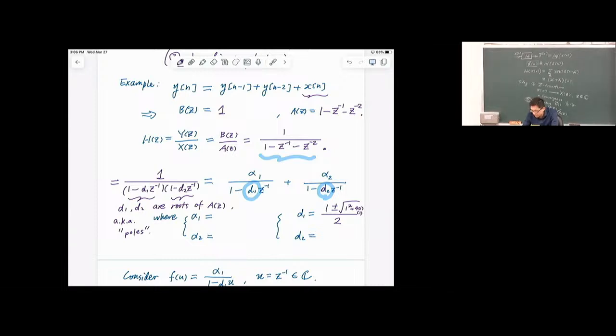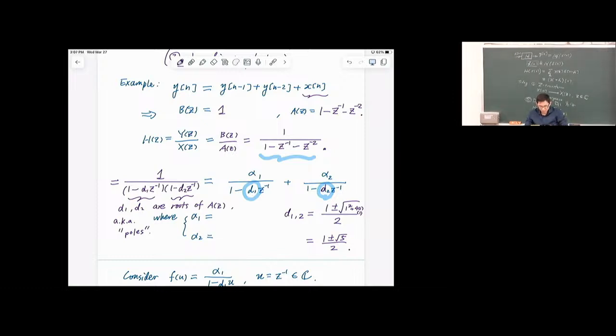D1 and D2, let me erase this. It turns out that d1 and d2 equal 1 plus or minus the square root of 5, divided by 2. That's d1 and d2. I'll leave it to you to figure out the coefficients alpha 1 and alpha 2, which is pretty straightforward. I wrote it down somewhere. I did my homework; I'm not just going to copy the result to you.